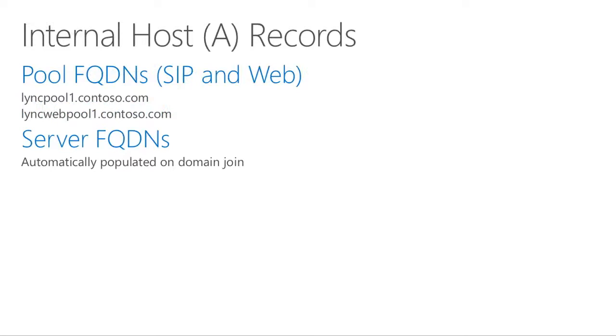And we use internal host records in the first instance. And there's two pool FQDNs that are used by Lync, SIP and web, which is lyncpool1.contoso.com and lyncwebpool1.contoso.com, and then server FQDNs that are automatically populated on domain join. And in terms of the pool FQDNs there, one thing to note is that the SIP FQDN is DNS load balanced, but the web FQDN is hardware load balanced.